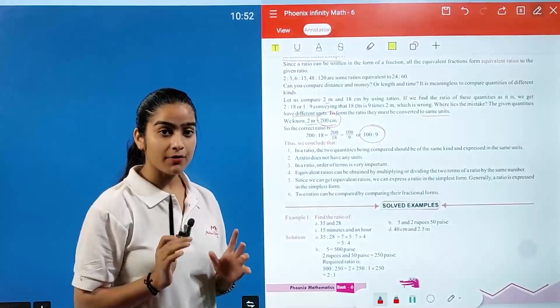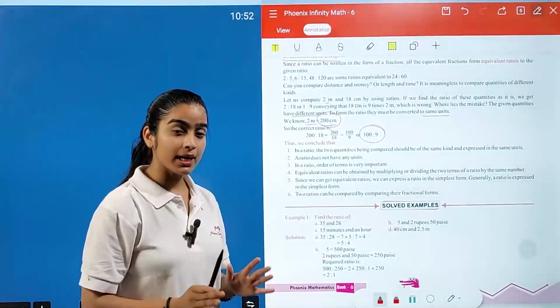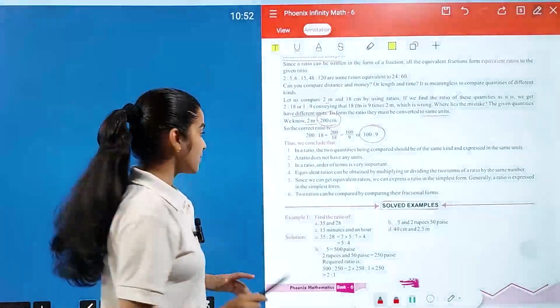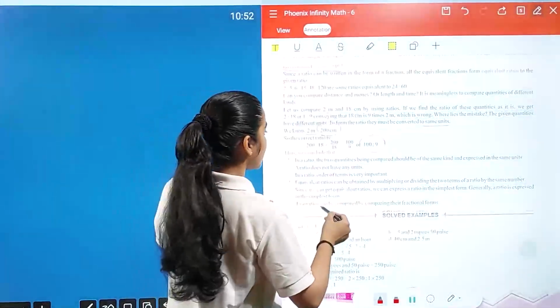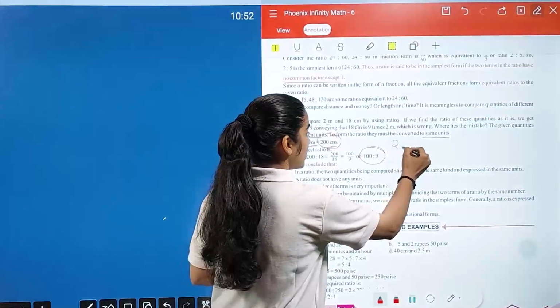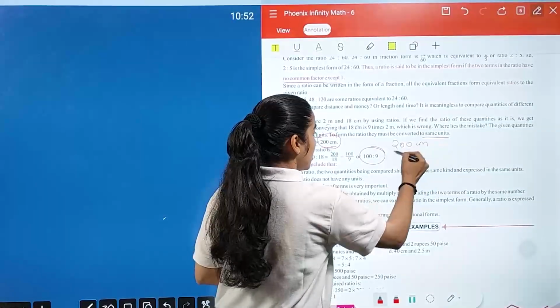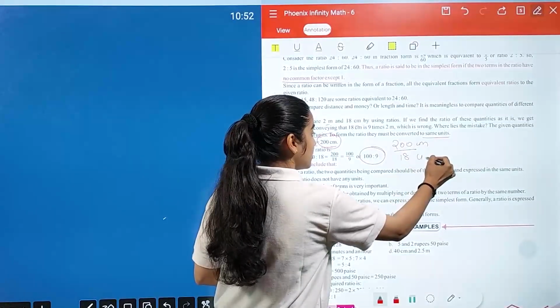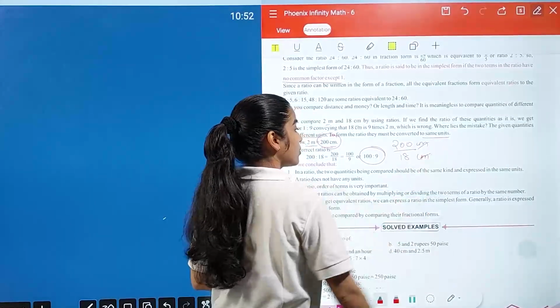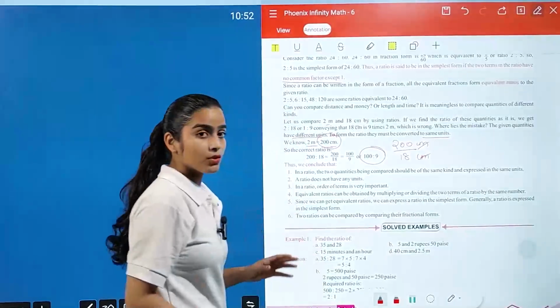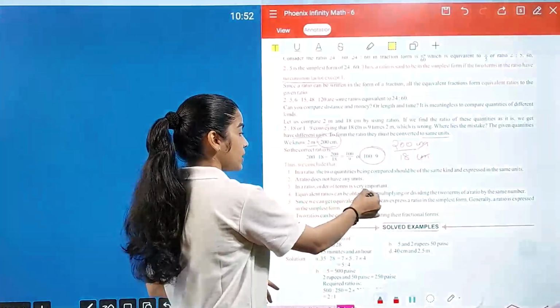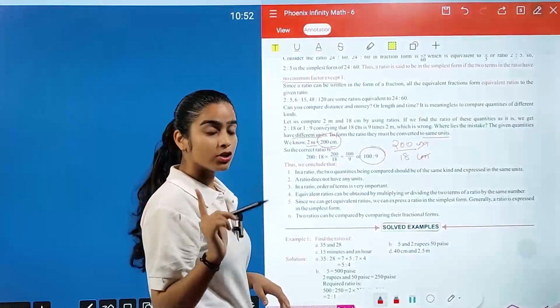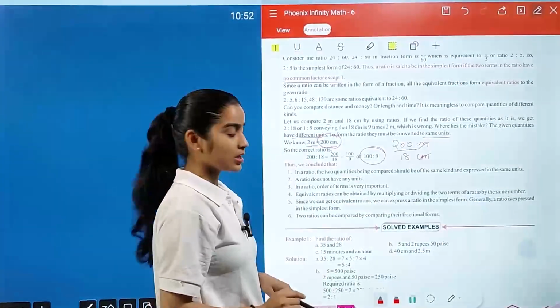When we compare in a ratio, what we have to keep in mind is that the units will remain the same. Our ratio does not have any unit. When we compare 200 centimeter upon 18 centimeter, centimeter cancels out with centimeter. So in a ratio we don't have any kind of unit. In a ratio, the order of terms is very important. We cannot change the order of terms. We already understood it in our earlier section.